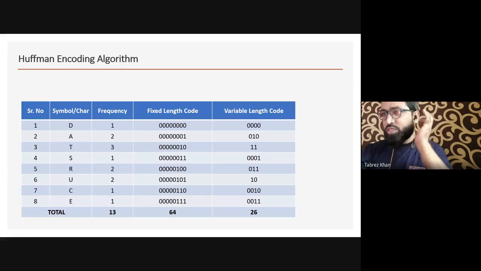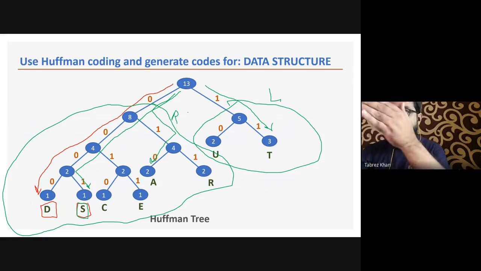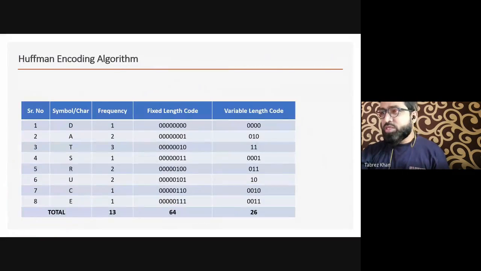Okay, so this is your Huffman tree, and while you traverse the Huffman tree, for every character you will find the varying length code. So this is how the Huffman tree helps us reduce the space requirement of the data by assigning variable length codes to different characters, and that variable length code depends upon the frequency of the character.